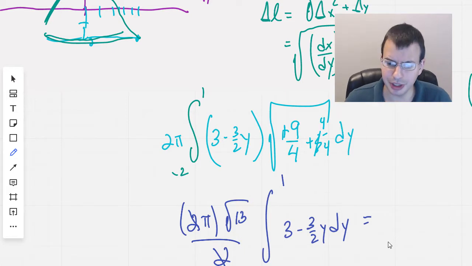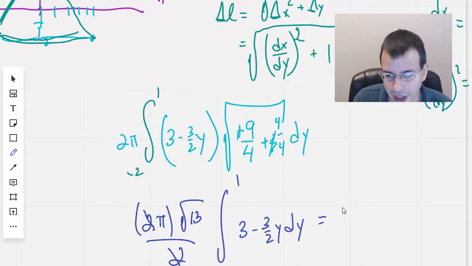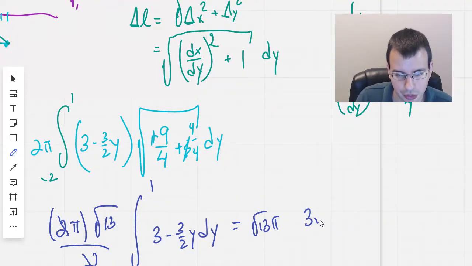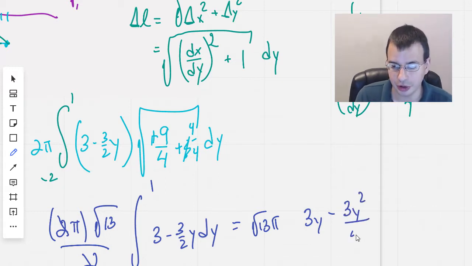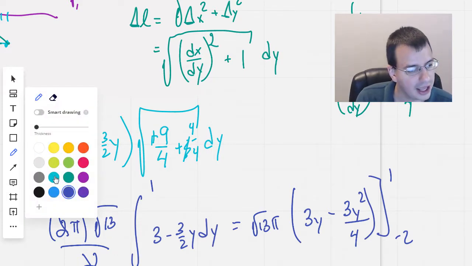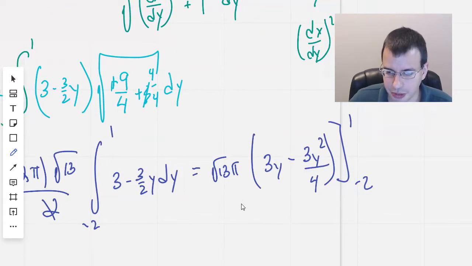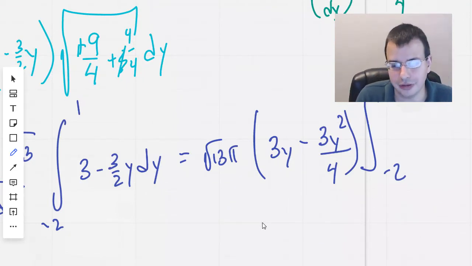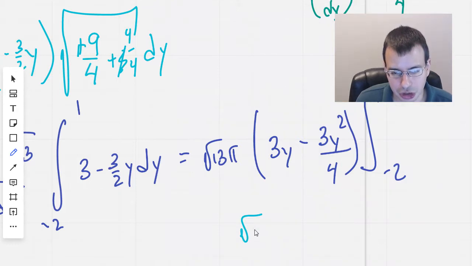This is a pretty easy integral to do. So we have square root of 13 pi times 3y minus 3y squared over 2, but we already have a 2 there, so that will become a 4. This will be evaluated from negative 2 to 1. And from this point, I think it's just algebra, which, not to say that it's easy, it's just straightforward and prone to error.